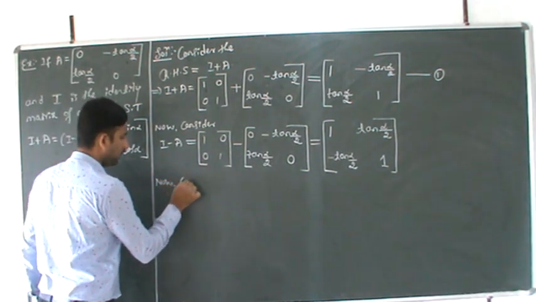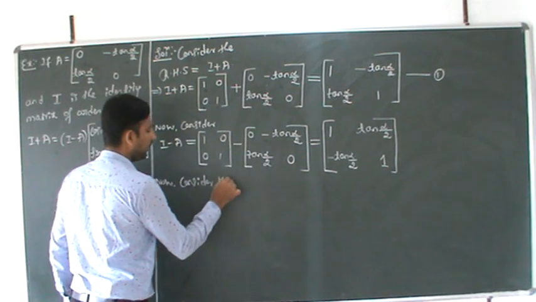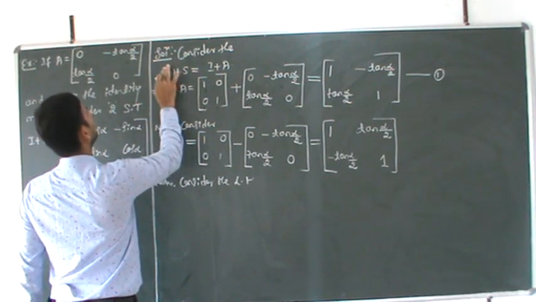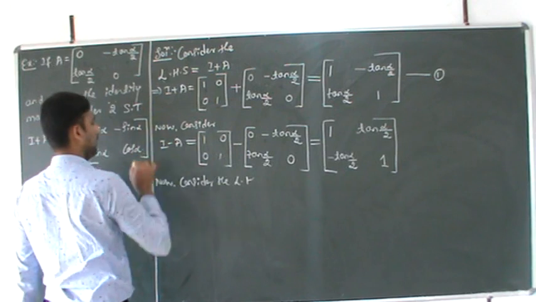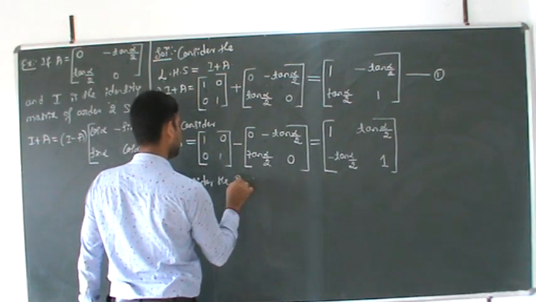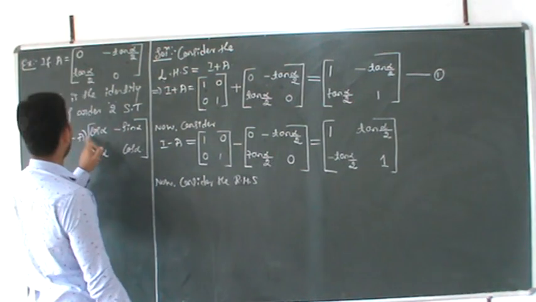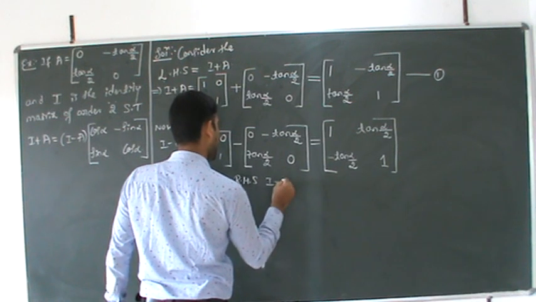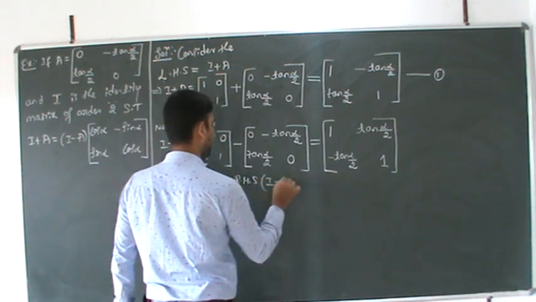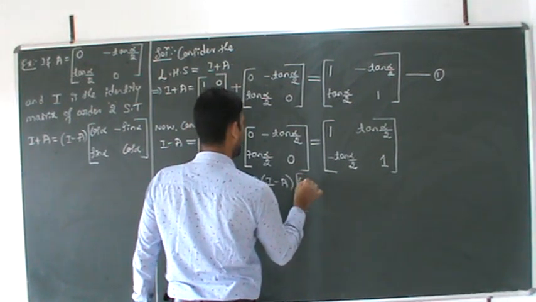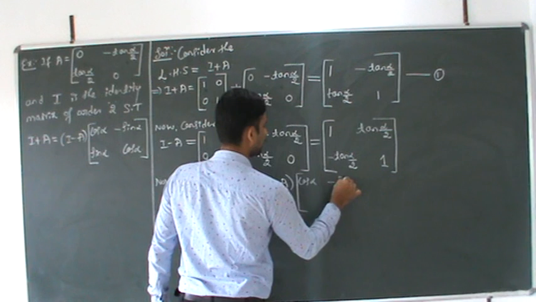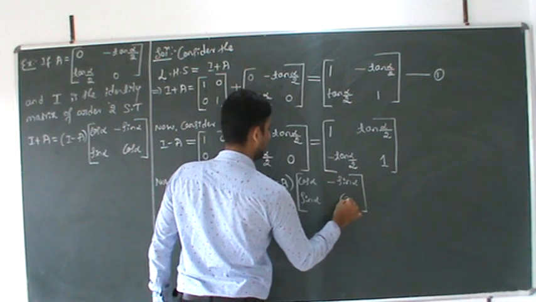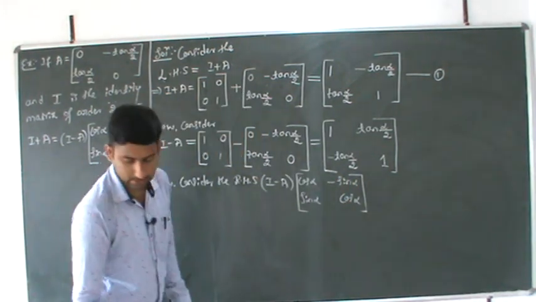Now consider the LHS. Consider the RHS. I minus A into [cos alpha, minus sin alpha; sin alpha, cos alpha], correct?